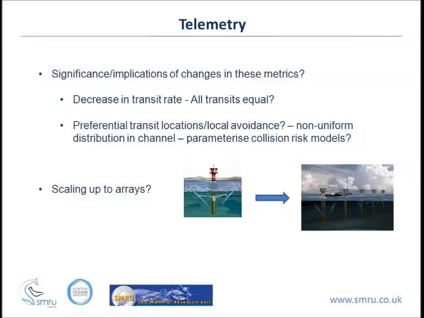There's also starting to get some evidence for preferential location and local avoidance, which suggests that there's a non-uniform distribution of animals, which we can actually feed into collision risk models that are being developed to help parameterize them over and above assumptions that need to be made about uniform density. And we can also think about how the extent of local avoidance we might be seeing could potentially feed into array designs.